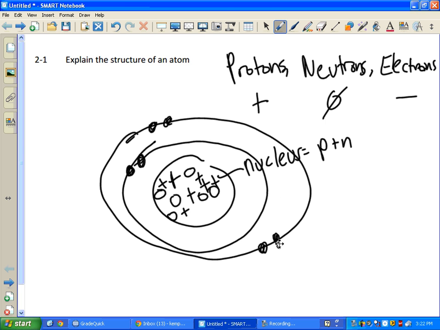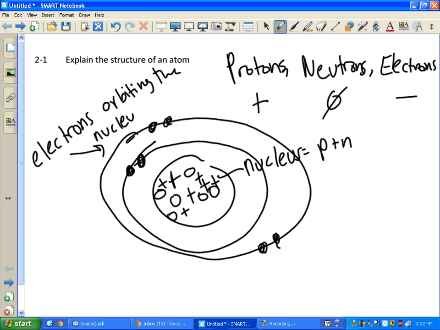So that's carbon. We have electrons orbiting the nucleus. And then this certain shell right here is called the valence shell. Valence electrons are on the outermost shell. That's basically it for the structure of an atom.